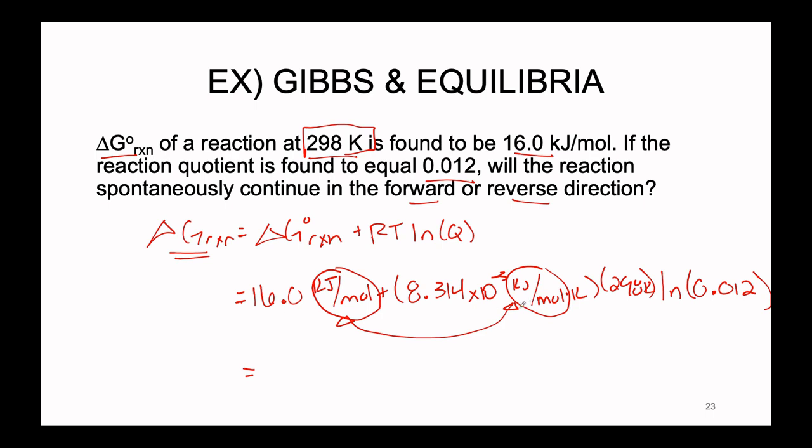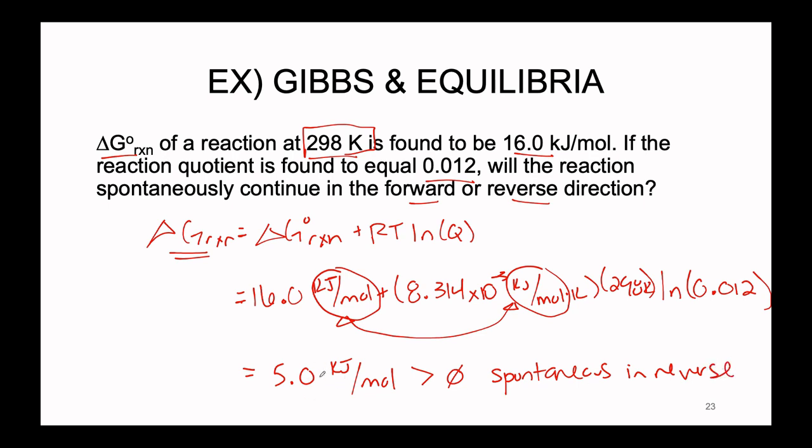So if we perform this calculation, taking 16 plus this entire R times T times natural log of Q term, we should find a value that is equal to 5.0 kilojoules per mole. So what we're looking at here is that the Gibbs free energy that we just calculated is positive. It is greater than 0. So what this tells us is that our reaction is going to be spontaneous because it is not equal to 0, and it's going to be spontaneous in the reverse direction.